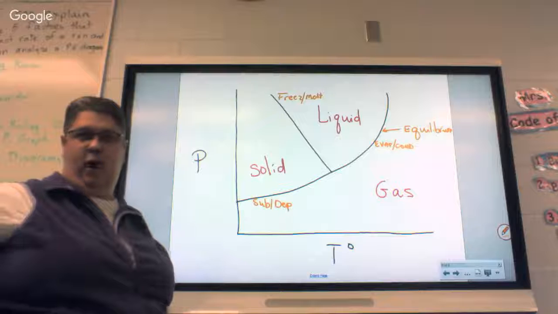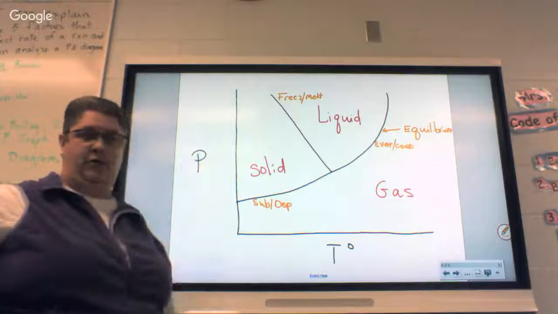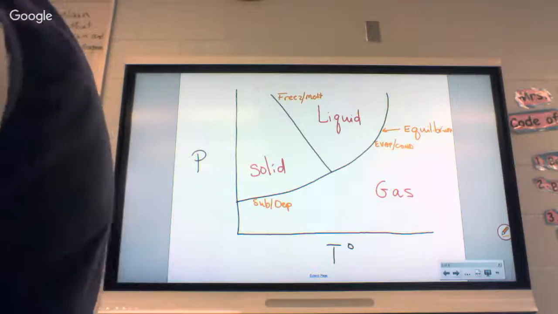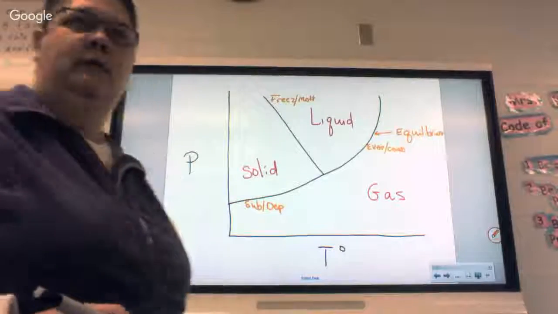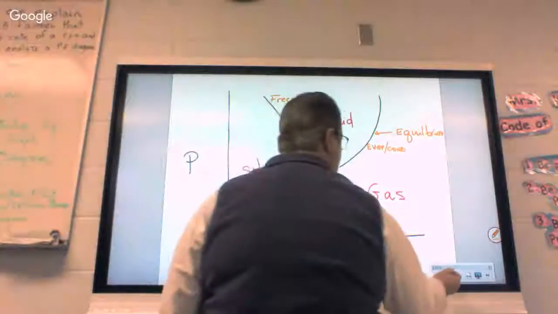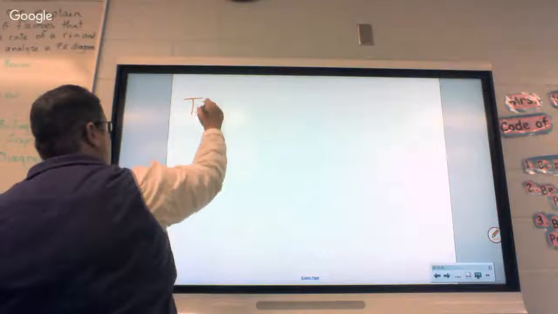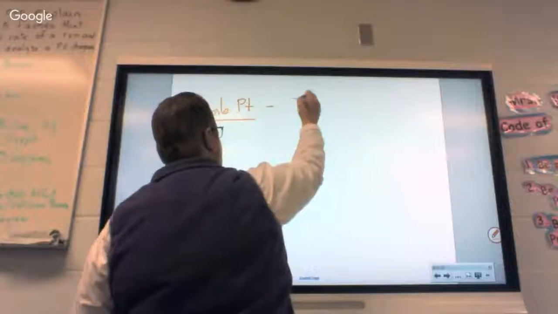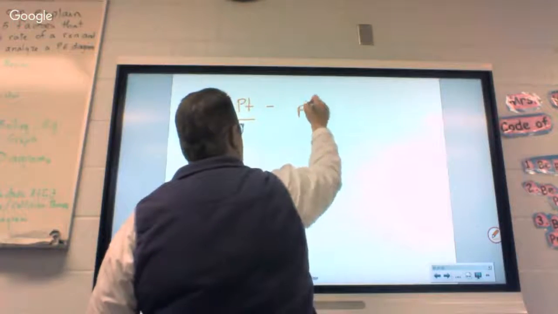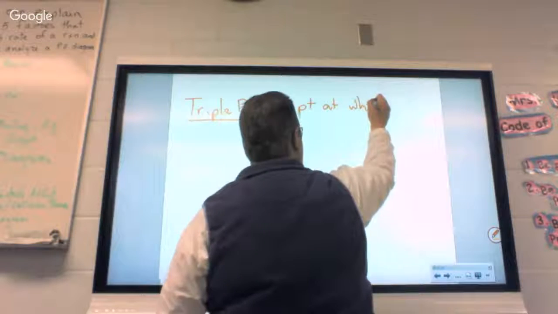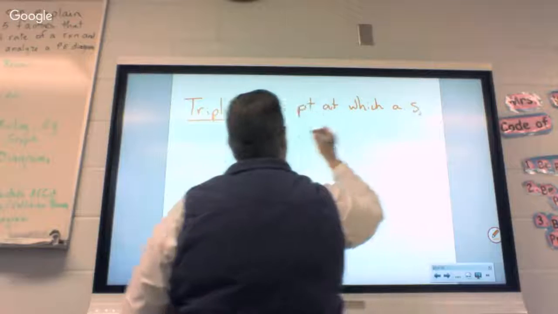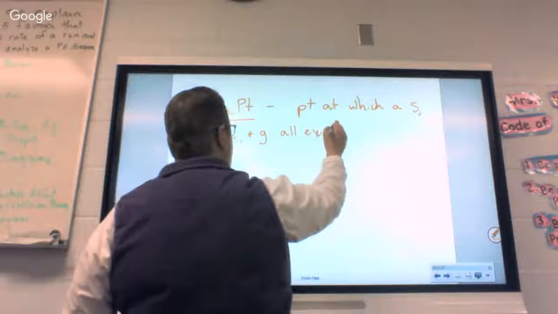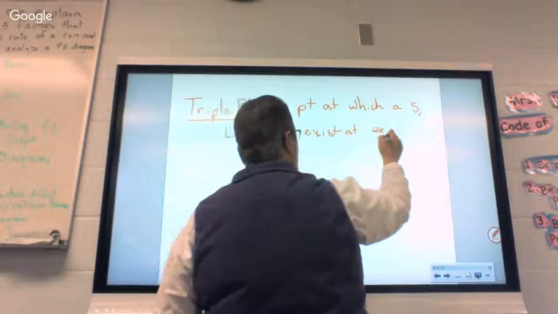Okay. Everybody okay with the part before we start talking about the four points you have to be able to identify? Everybody got it? Before I turn the page. All right. The triple point is the easiest one to find. It's also the easiest one to define. The triple point is the point at which a solid, a liquid, and a gas all exist at equilibrium.